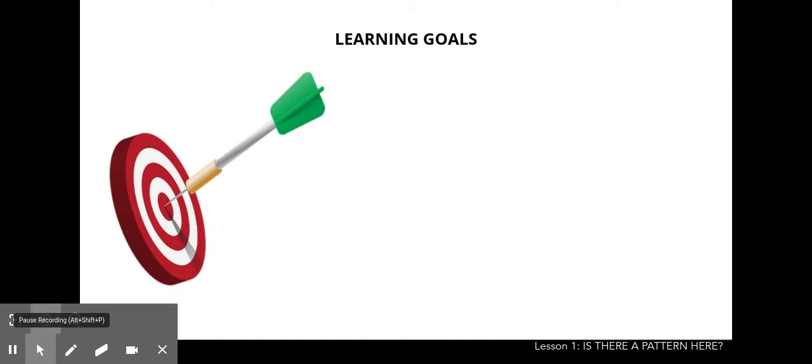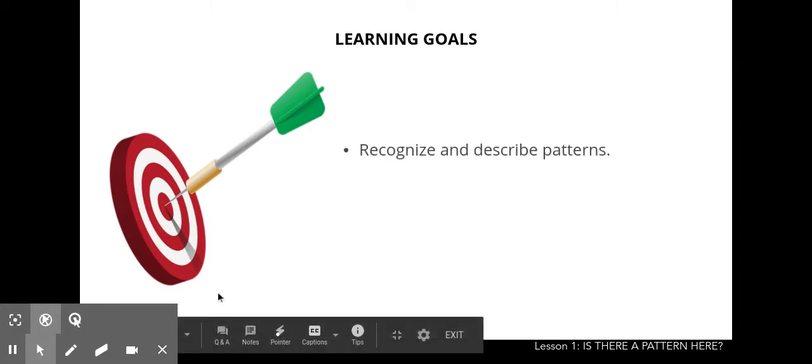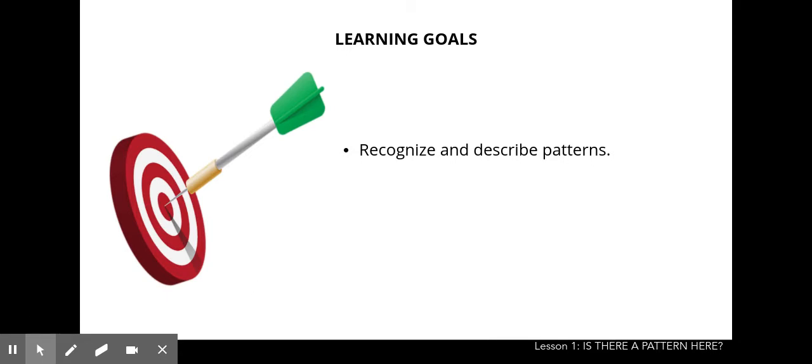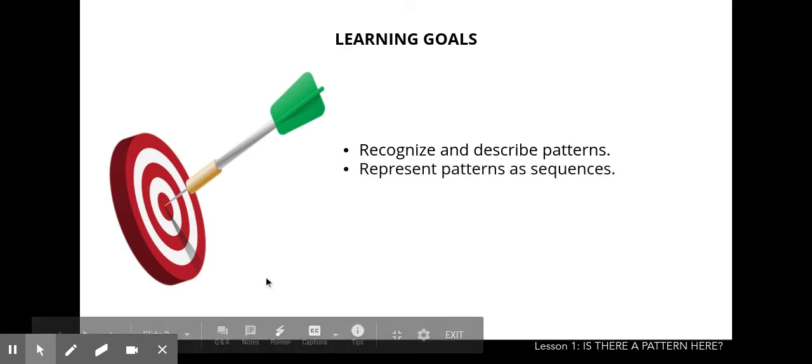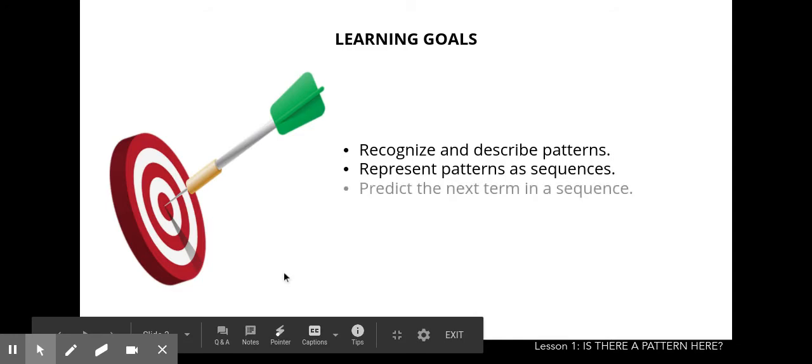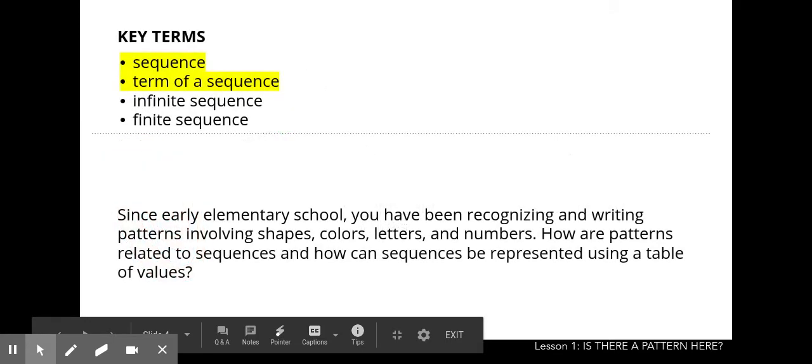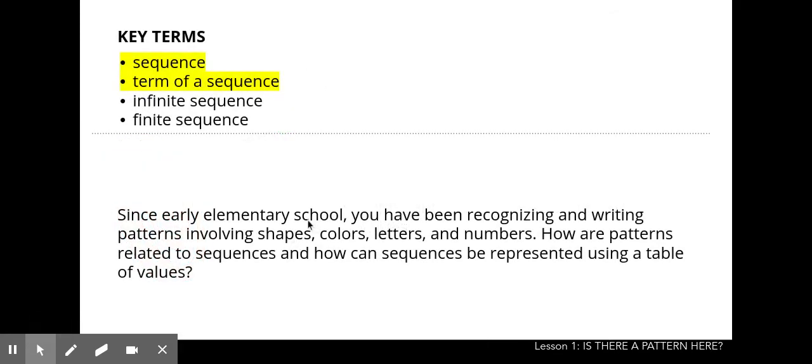Our learning goals for today are that we want to recognize and describe patterns, kind of like we did in the bell ringer or the warm-up. We want to represent patterns as sequences and predict the next term in a sequence, sometimes more than just one. And we're going to represent a sequence as a table of values. So we're going to put these numbers into a table, kind of like a T-chart. The key terms for today are sequence and term of a sequence. In the next lesson, we'll get into infinite and finite.